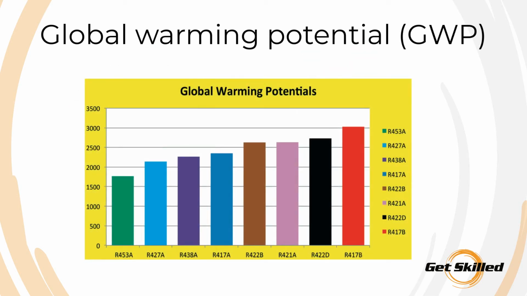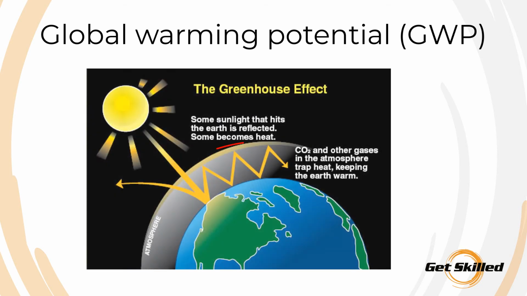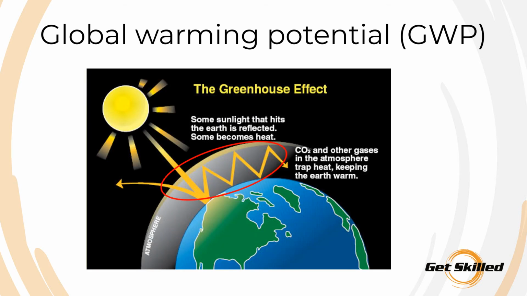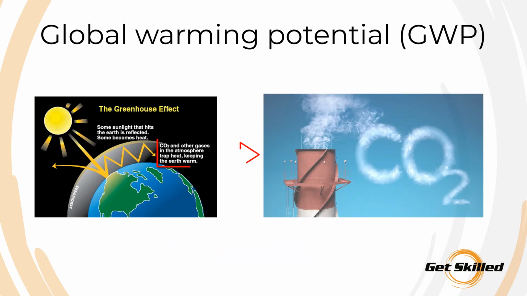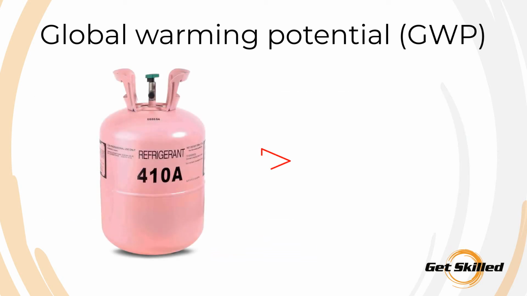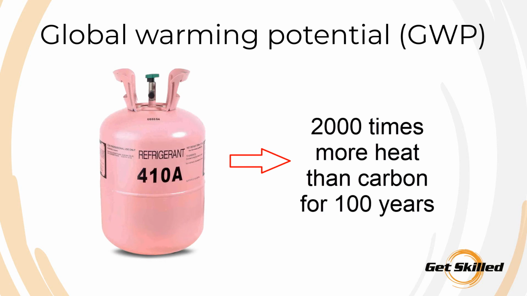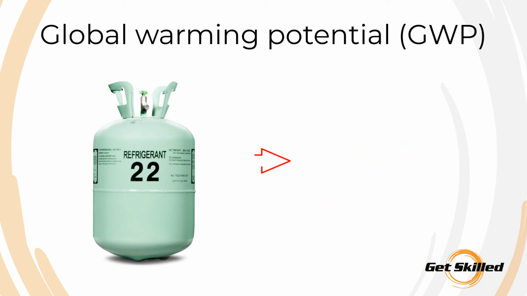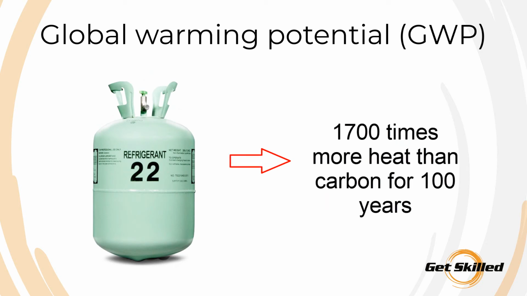Global warming potential, GWP, is a relative measure of how much heat a greenhouse gas traps in the atmosphere. CO2 is a greenhouse gas. R410A will trap 2,000 times more heat than carbon dioxide over 100 years. R22 will trap 1,700 times more heat than carbon dioxide over 100 years.